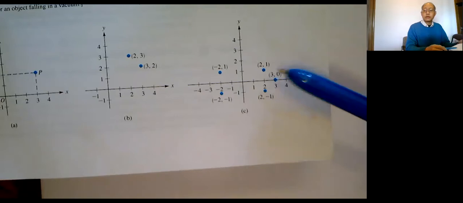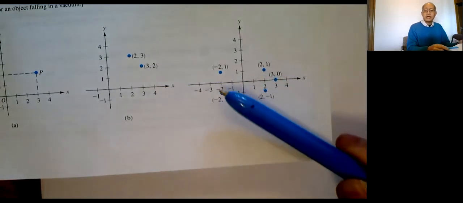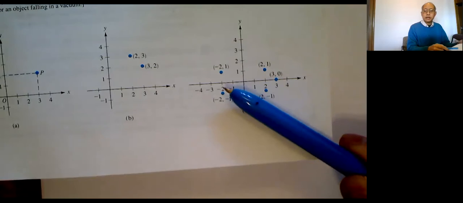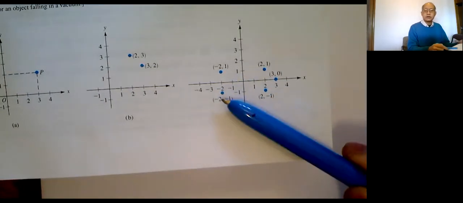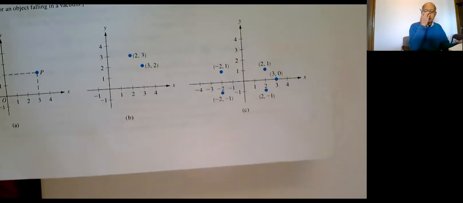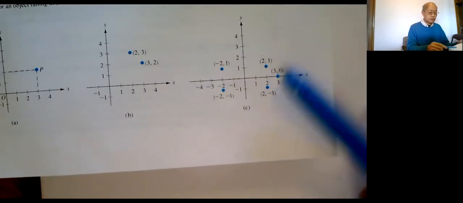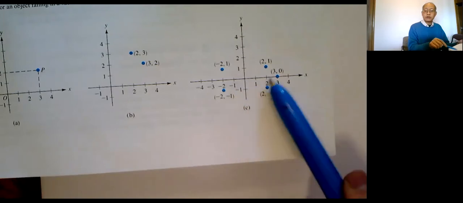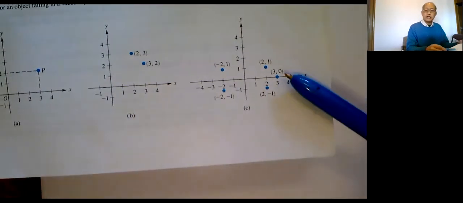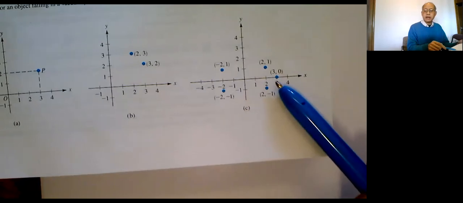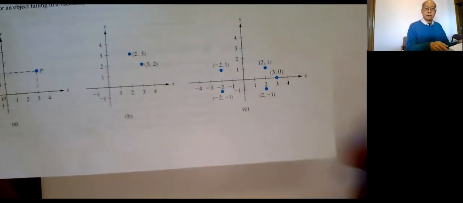So you can see 2, 1: 2 to the right and 1 up. Negative 2, 1: 2 to the left and 1 up. Negative 2, negative 1: 2 to the left and 1 down. I hope you're saying this is easy. You already know how to do this. And 2, negative 1: 2 to the right, 1 down. 3, 0: 3 to the right, and then I don't go anywhere up or down, so it just stays right there.